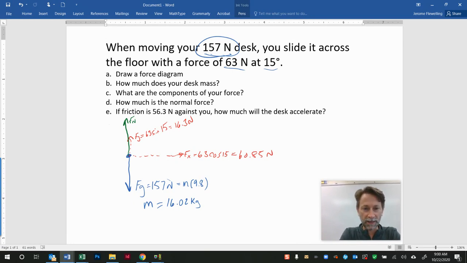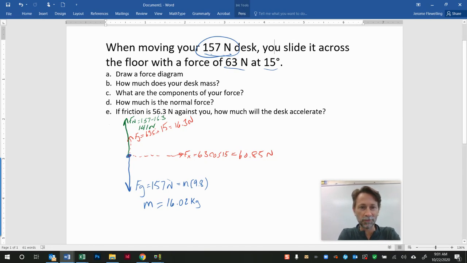And normal, remember, means perpendicular. So I can look at it and say the normal plus this y component has to be equal to 157. Or another way to think of it is, if I take 157 minus the 16.3, that gives me the normal force, which ends up being 140.7 newtons. Okay, so that's in the y direction. Now I think those sort of cancel out.